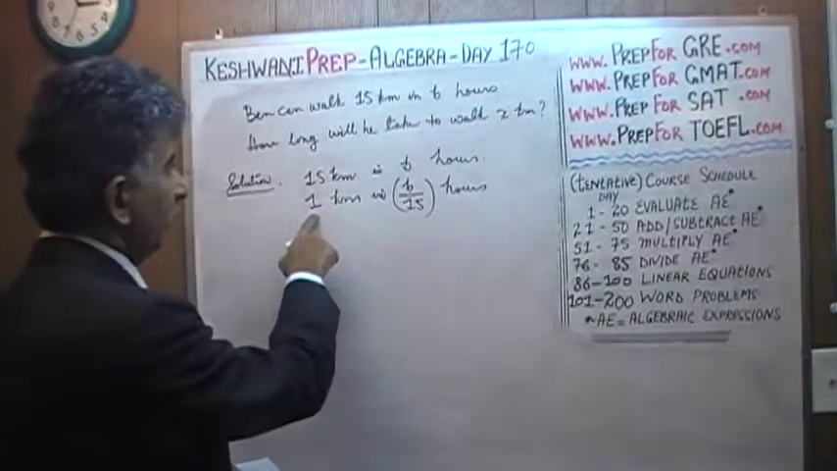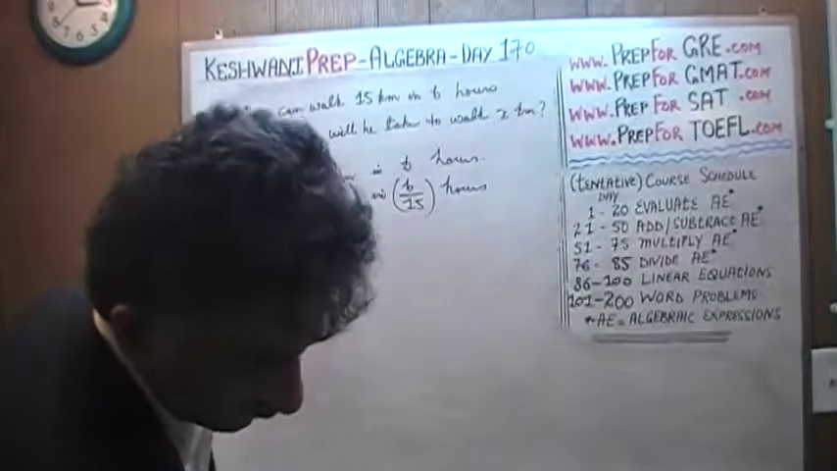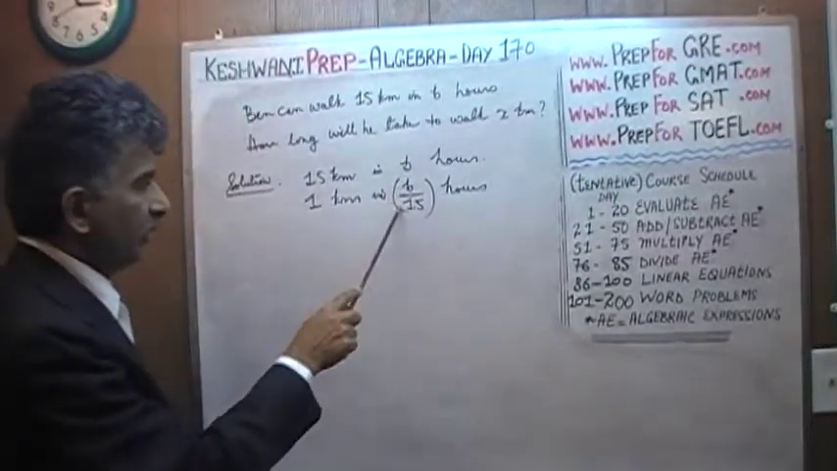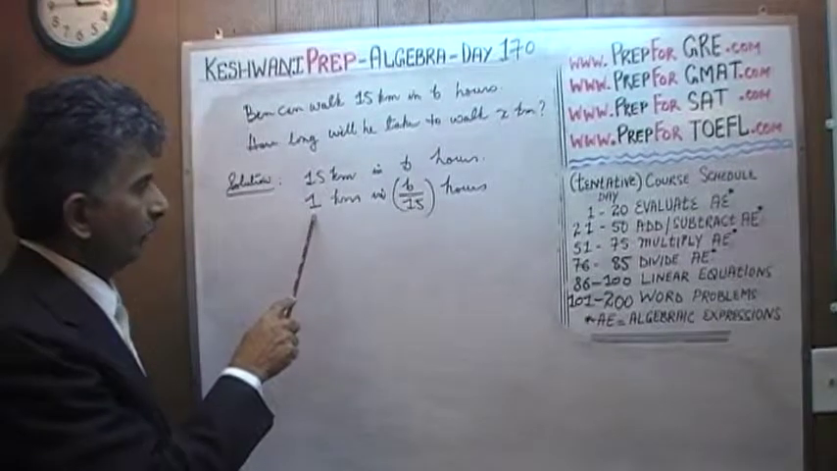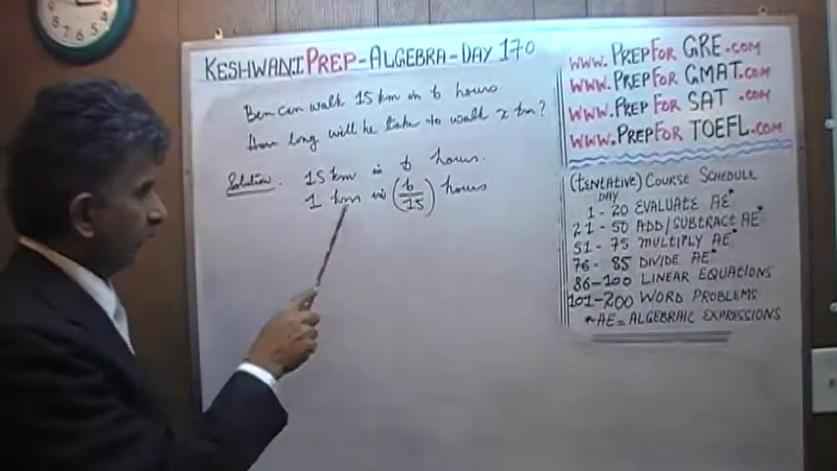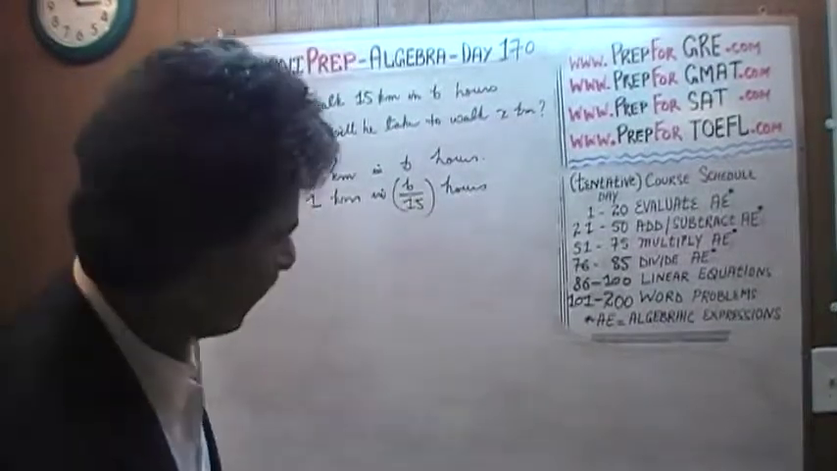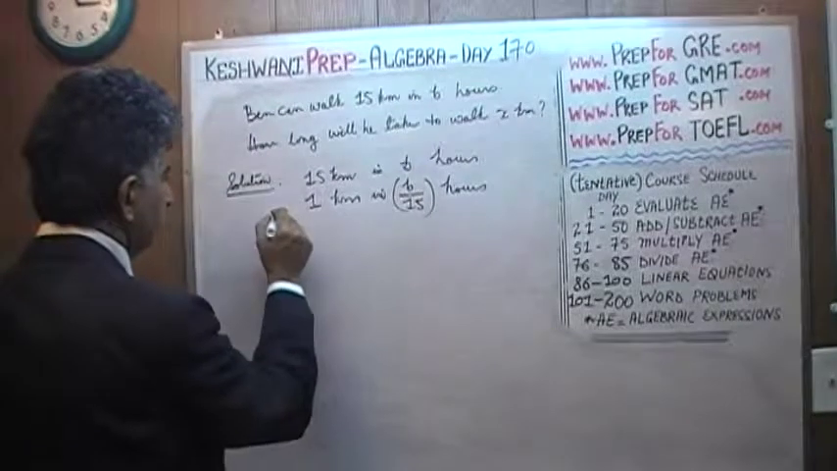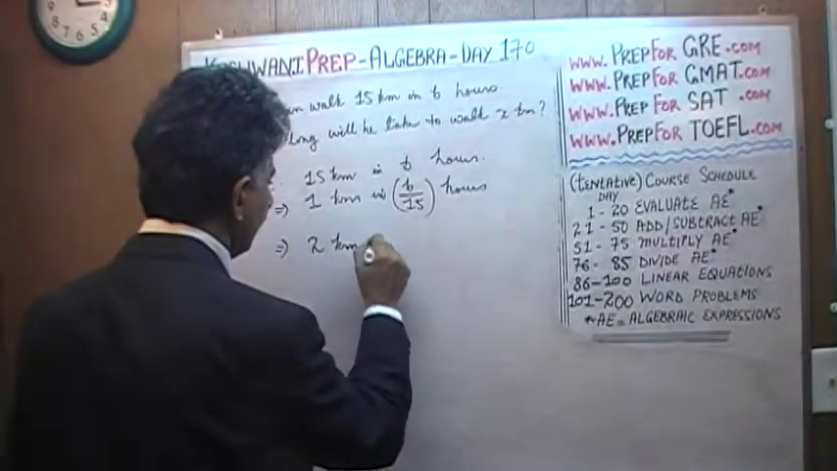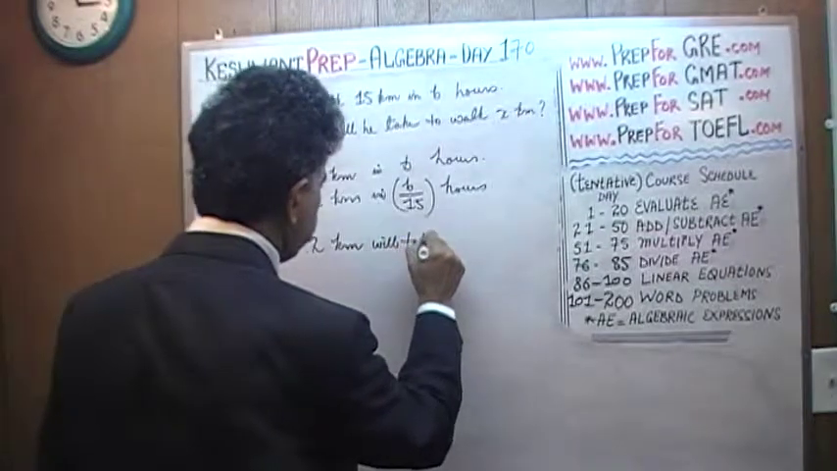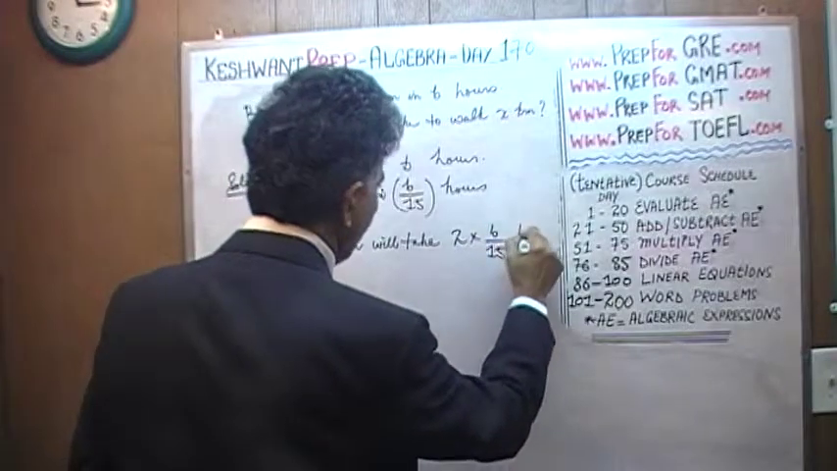But he doesn't want to walk 1 kilometer, he wants to walk X kilometers. So if he can walk 1 kilometer in B over 15 hours, then 2 kilometers will take him twice the amount of time. 3 kilometers will take 3 times the amount of time. 10 kilometers will take 10 times the amount of time. This implies that 2 kilometers will take twice the amount of time, 2 times B over 15 hours.